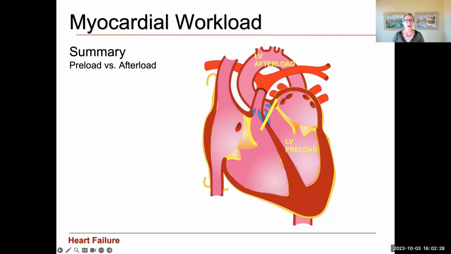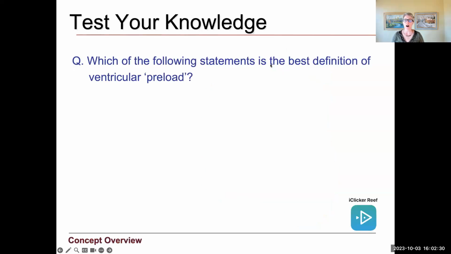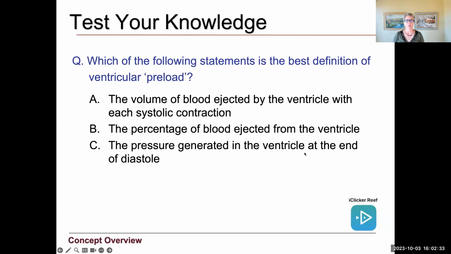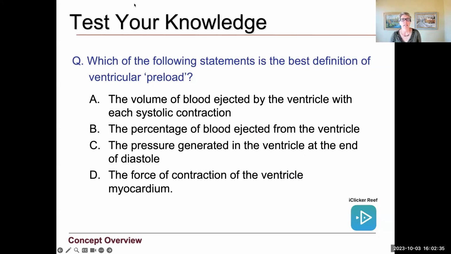All right, so we have a couple questions just to make sure you're feeling really confident about this. Let me go through these. The first question is, which of the following statements is the best definition of ventricular preload? A is the volume of blood ejected from the ventricle with each systolic contraction. B, the percentage of blood ejected from the ventricle. C, the pressure generated in the ventricle at the end of diastole. And D, the force of contraction of the ventricle. Which one of these terms best correlates to preload?